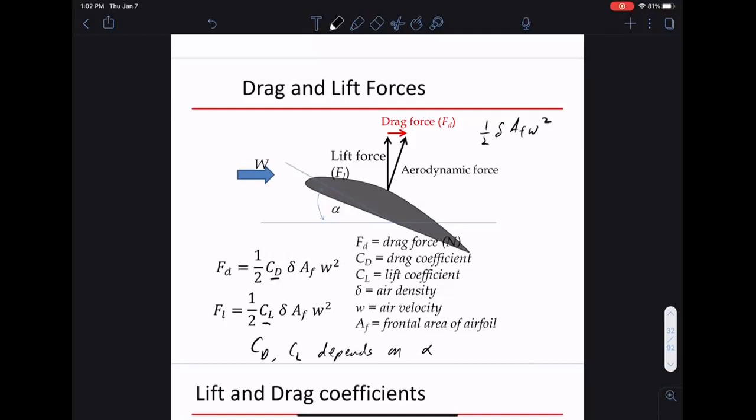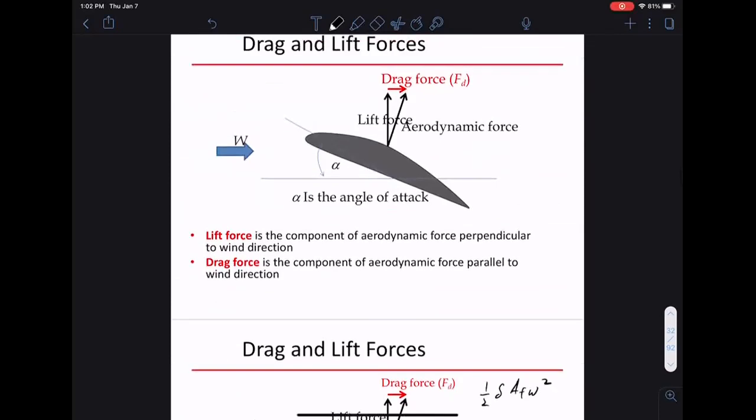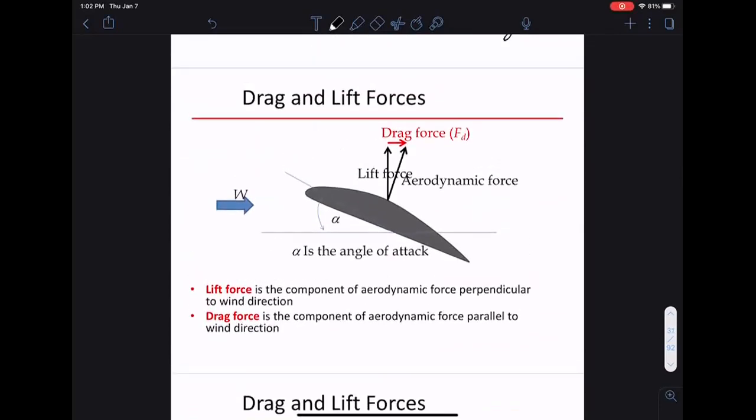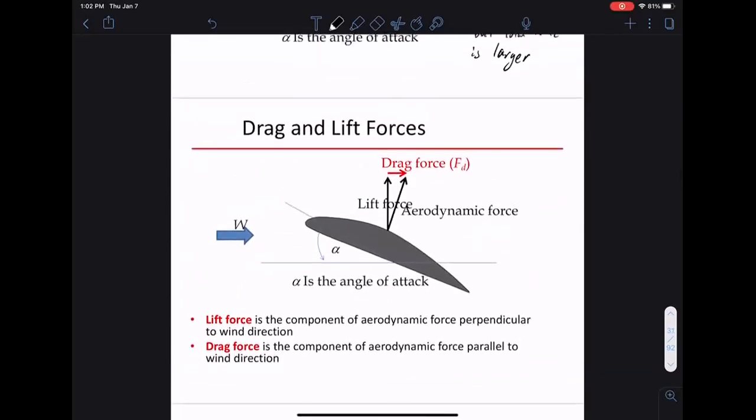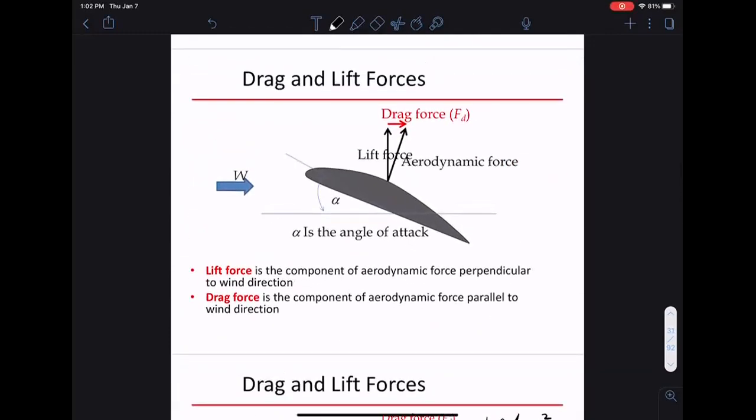I have a question. Yeah, go ahead. Could you repeat what you were saying about if alpha is greater than 0, the total force is larger? Oh, okay, sure. If you look at this angle alpha, then this angle alpha basically, so let's see.